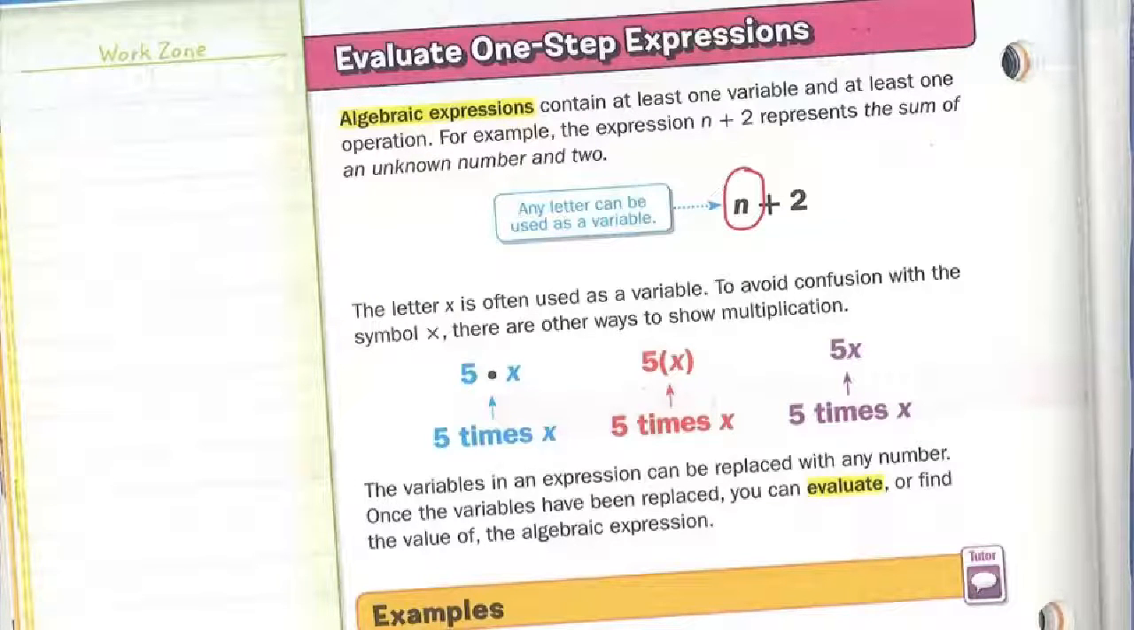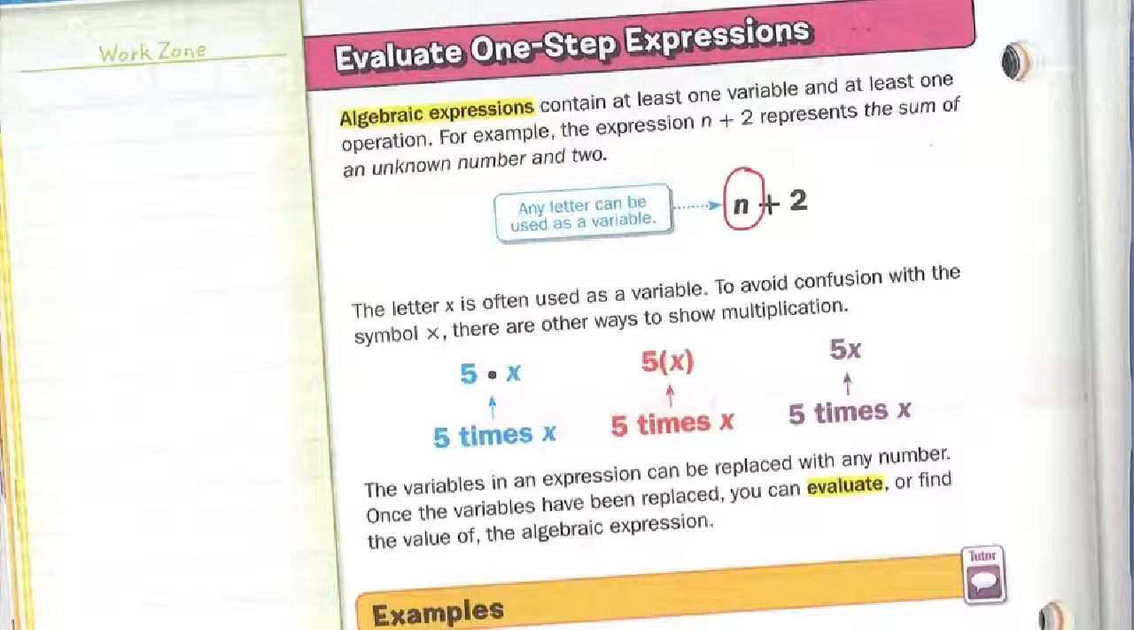So, for example, the expression n plus 2 represents the sum, meaning the answer to an addition problem, of an unknown number, so some number plus 2. As you can see right now, we do not have an equal sign. This is just an expression, not an equation. If it was an equation, it would say n plus 2 equals, and then we would be given another number, and we could solve for that variable. But today we're just focusing on the algebraic expressions.